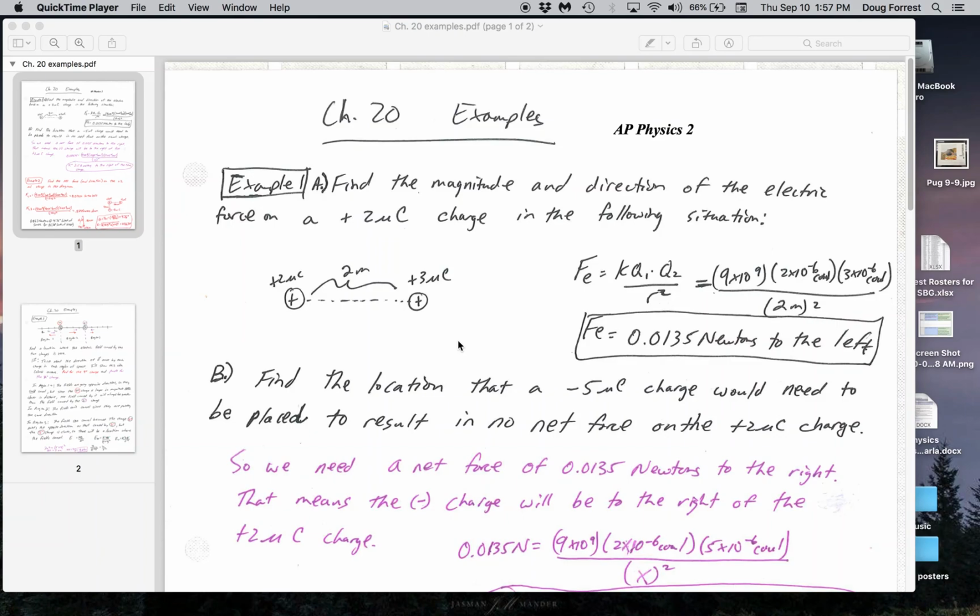These are some examples I have from chapter 20, and what I'm going to end up doing is go through them. I usually like to solve them step by step.